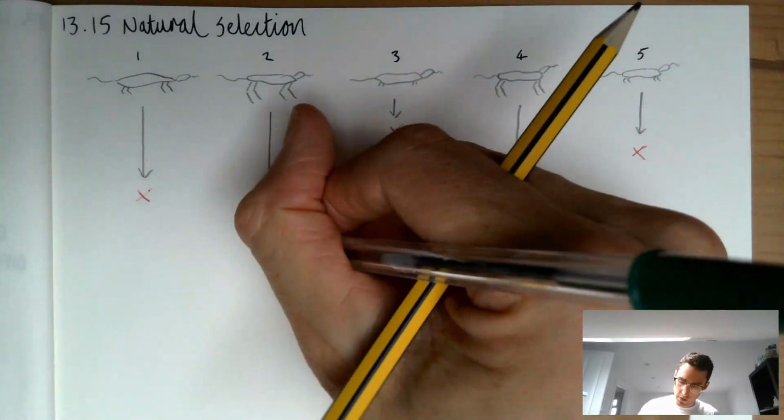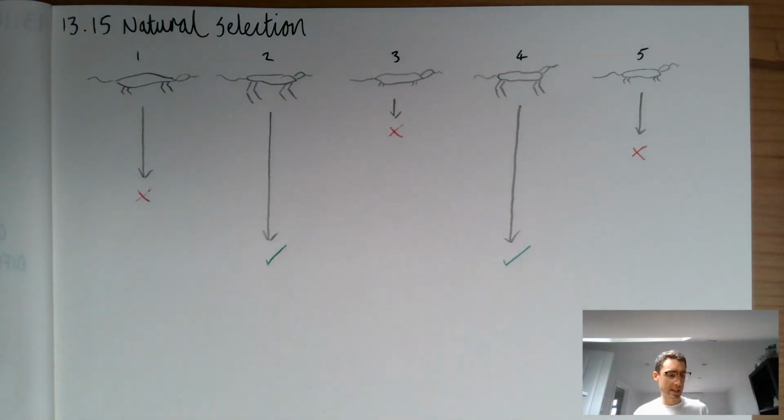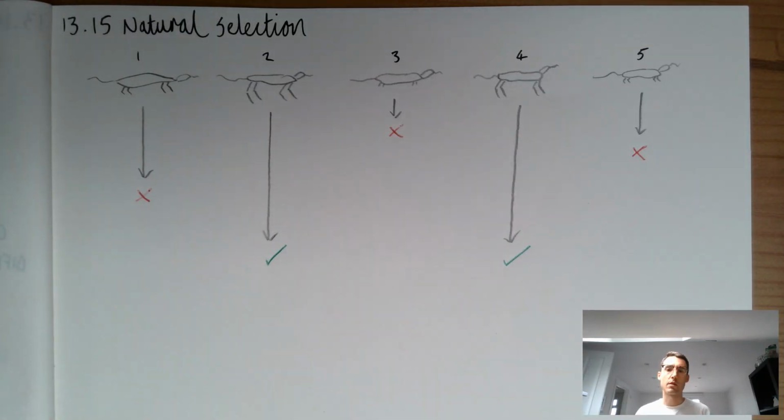And maybe I'll even put a tick like that. Remember the tick and cross we used in the previous lesson to indicate this idea of selection. But it's nature doing the selecting. Number 2 and number 4, they had long enough legs that they managed to escape the predator.